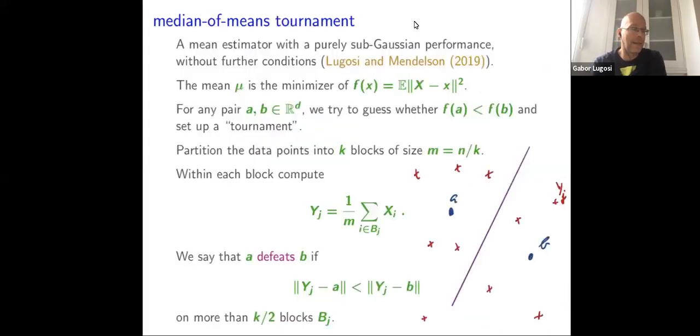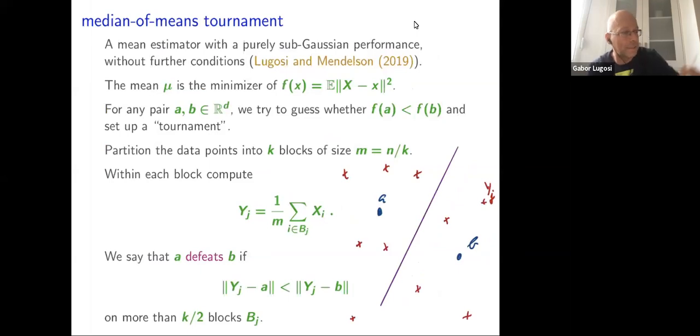So here's our proposal, and this comes from my paper with Shahar. It appeared a year ago, but it goes back a few years, which we called the median of means tournament. This was the first estimator that was provably sub-Gaussian in the sense that I mentioned. So here's the idea. What's the mean? You can think about the mean as the minimizer of this function. That's one definition of the mean, and this is a nice convex function.